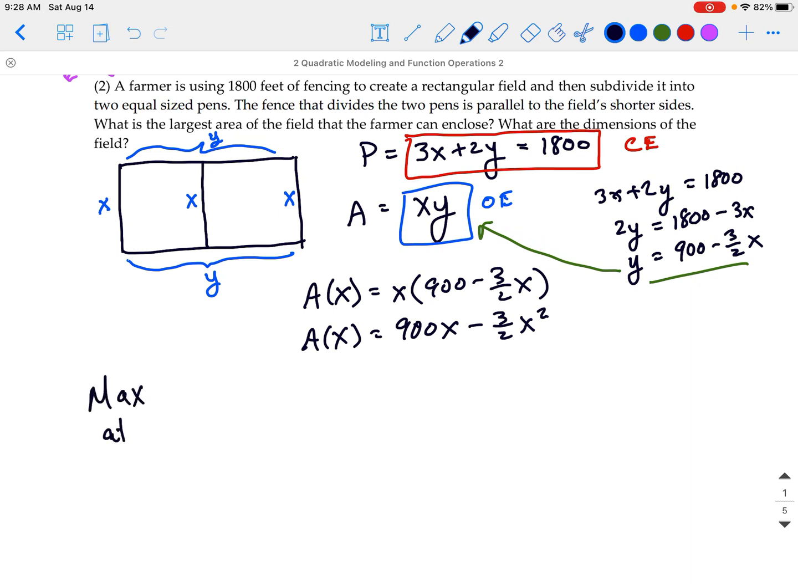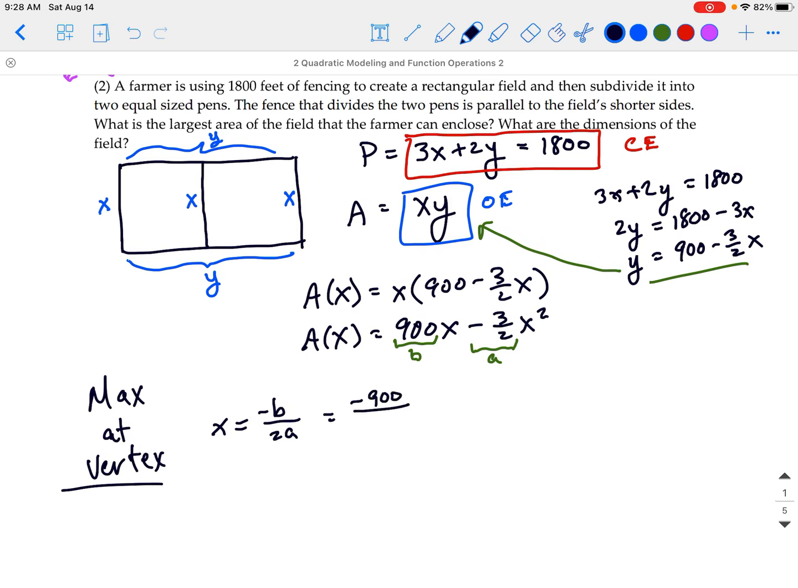And we can see that we have the same situation where we're going to have a downward facing parabola that represents our areas. And so we're going to want to find the maximum at the vertex by using x equals negative b over 2a again. So we'll note b is the linear term, a is the quadratic coefficient.